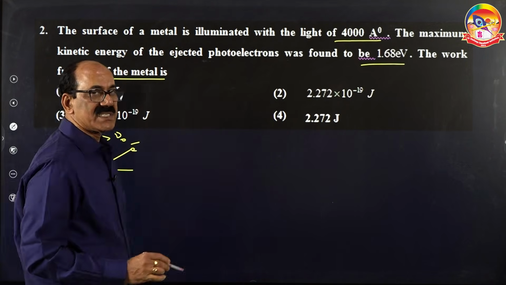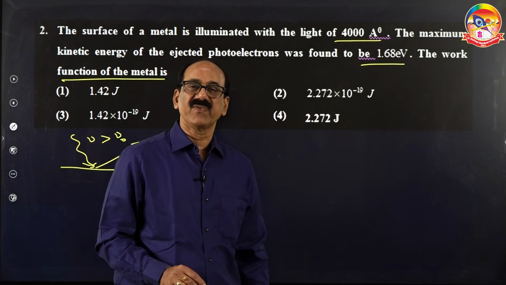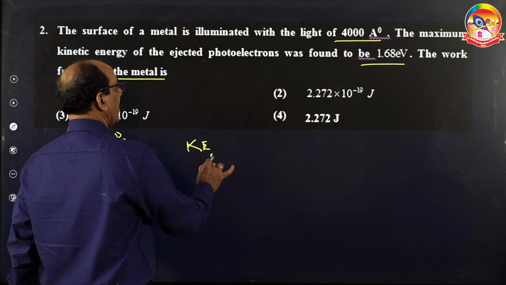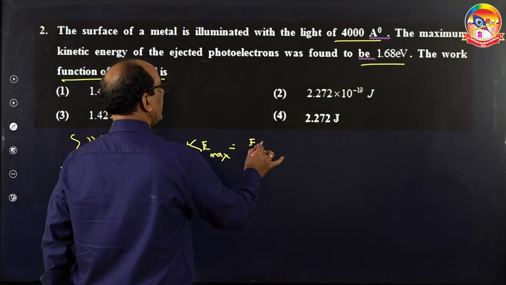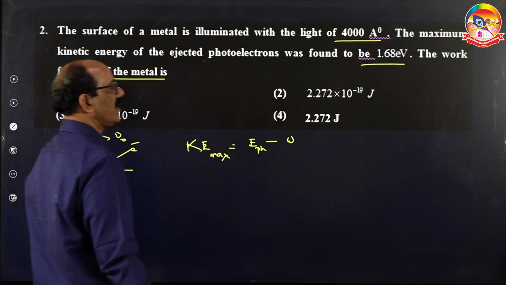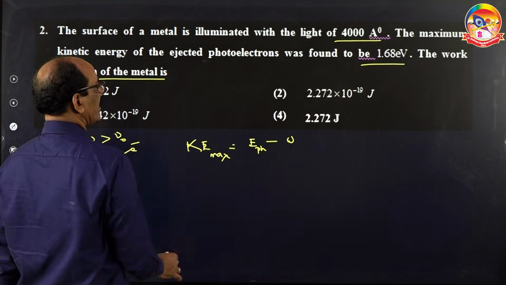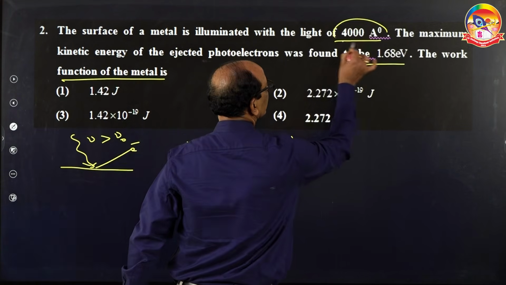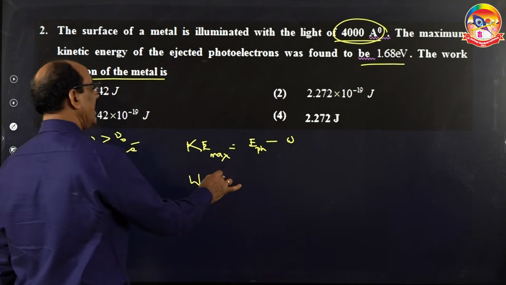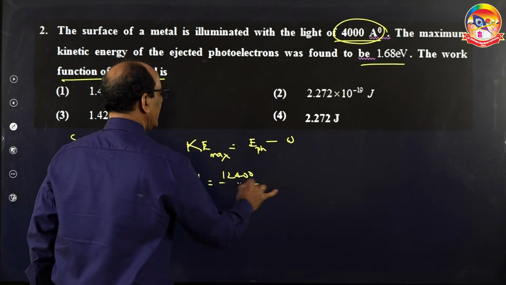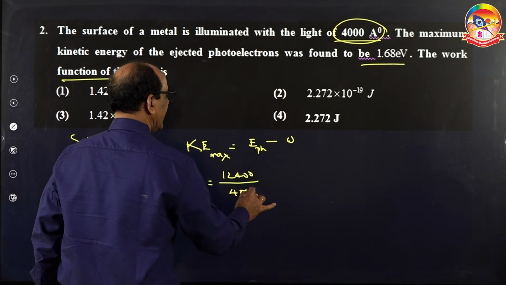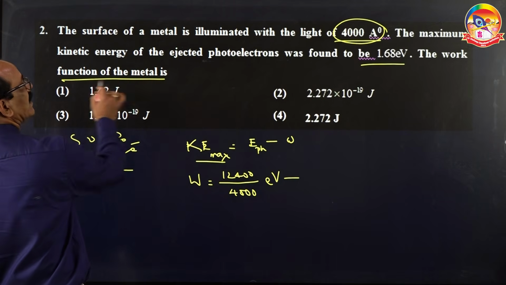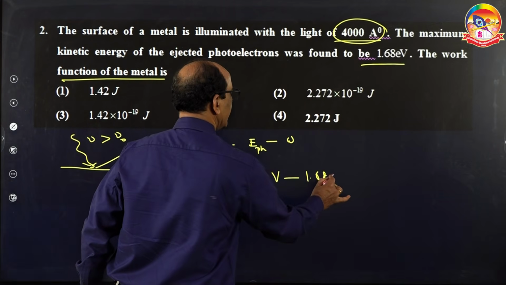So the photoelectrons emitted happen to have kinetic energies ranging from 0 to KE max. According to Einstein's photoelectric relation, maximum kinetic energy of the photoelectron is equal to energy of the photon minus work function. Here we want to find out the work function of the metal. So work function is energy of the photon. Here we are given the wavelength of the radiation incident is 4000. As I told you earlier, we can go for the shortcut relation and write this many electron volt minus the maximum kinetic energy, which is given in electron volt, 1.68 electron volt.